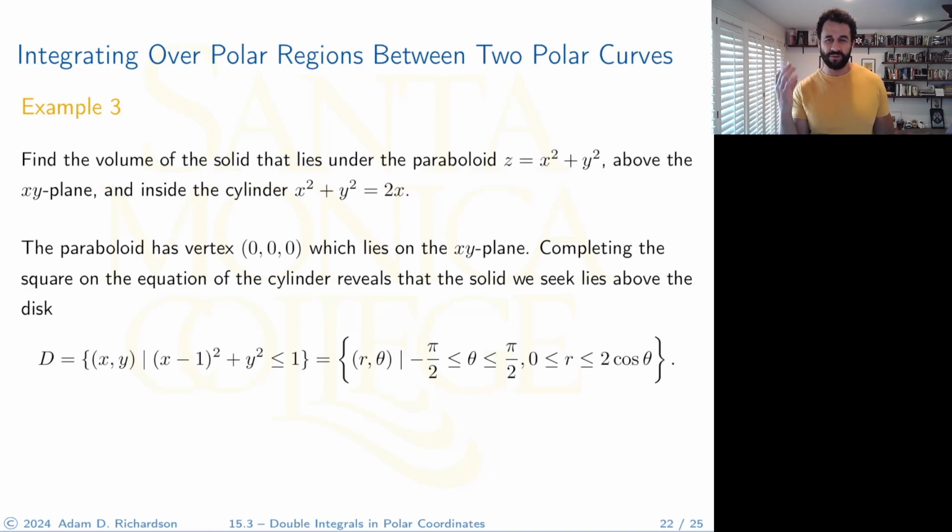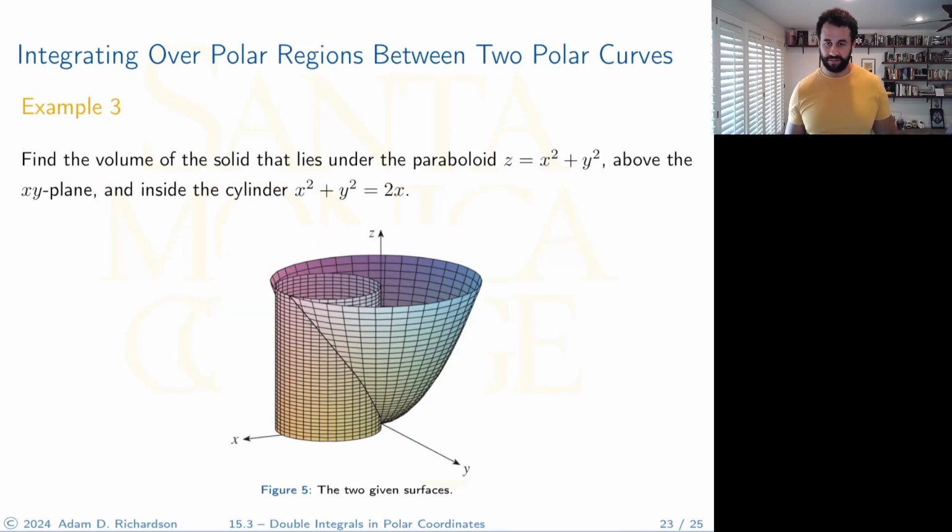And now you really got to think about what this is. So we're integrating above this disk, but below this paraboloid, right? Let me show the picture and I'll come back for a minute. This is the picture. So here's the paraboloid, here's the cylinder, and what we're doing is we're actually finding the volume of the region that is underneath the paraboloid, but inside the cylinder. So it's this right here.